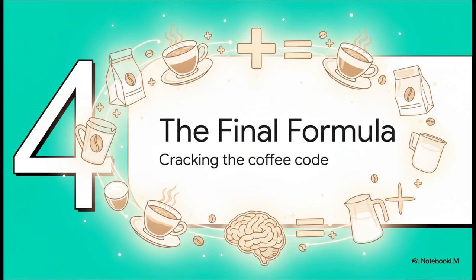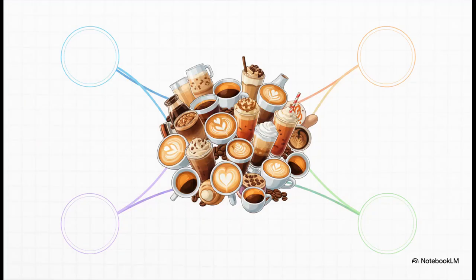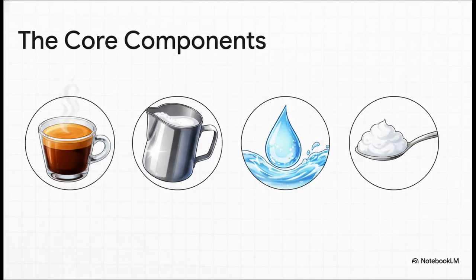All right, we've gone through the whole menu, from the hot and intense to the cold and sweet. So now it's time. Let's pull back the curtain and reveal the one simple formula that cracks this whole thing wide open. I'm not kidding. After all of that, it really truly boils down to just four things. Every drink we've talked about is just a different recipe using these same core ingredients. And here it is. This is the code. Espresso, milk, water, and foam.